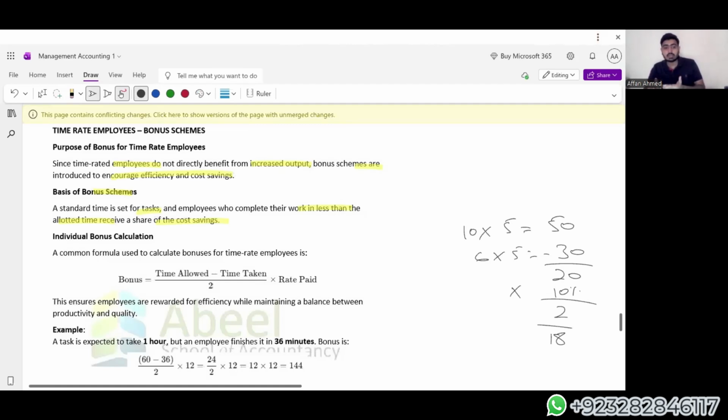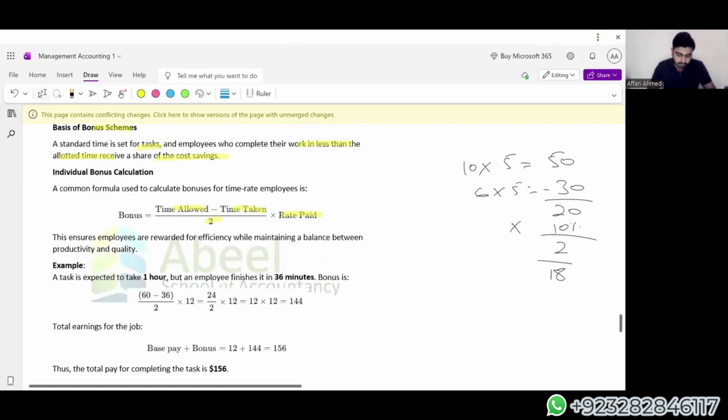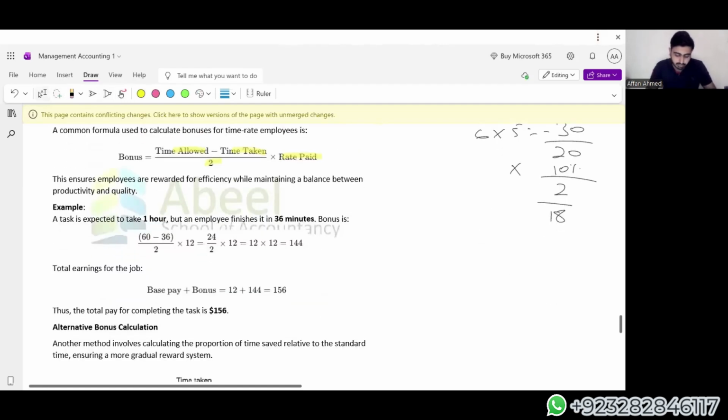And we are having an incentive here that we are getting a lower labor cost. So the formula is as follows: time allowed minus time taken divided by 2 into rate paid. The numerical example is given below as well. A task expected to take 1 hour, but an employee finishes it in 36 minutes. 12 rupees is the fee or the amount that we are paying them. So this is going to give me an incentive of 144.